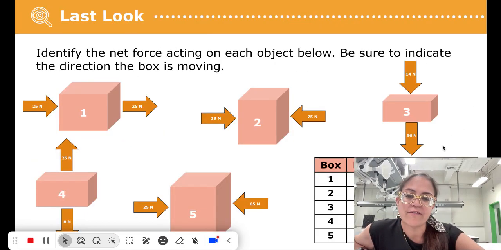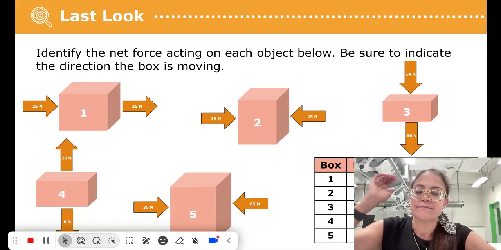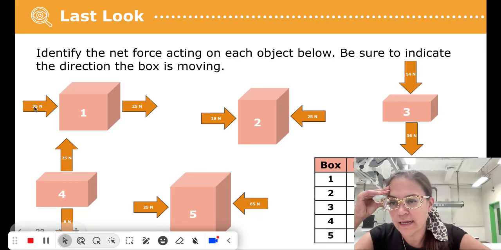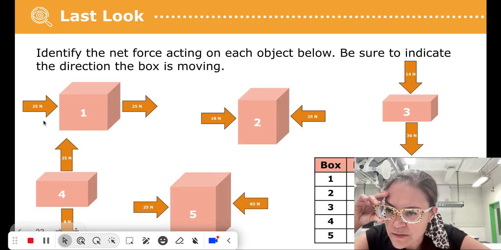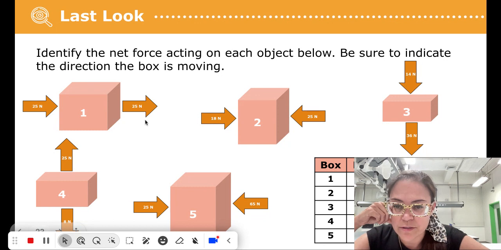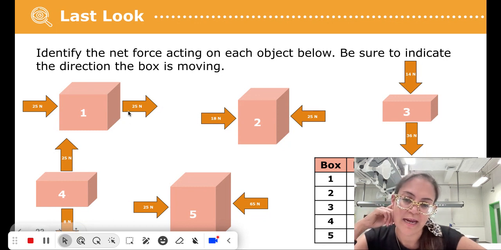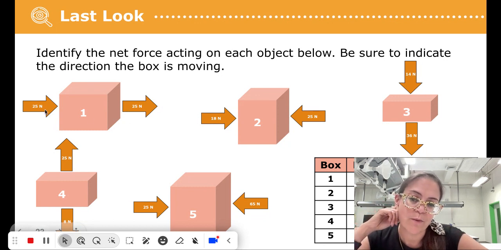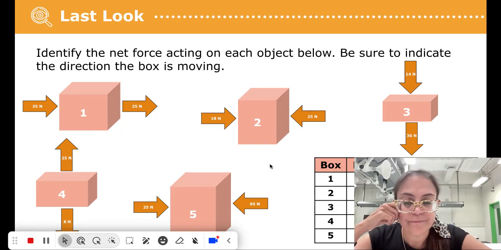All right, so here we have a few more examples. I'm just going to go through these quickly. You need to make sure that you calculate this on your own and get it written down. So box 1 has a force pushing to the right with a force of 25 newtons and a force moving to the right with a force of 25 newtons. So what would the net force, the number, and the direction on box 1 be?